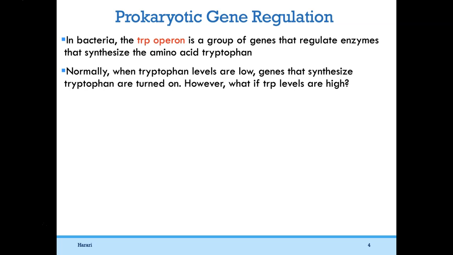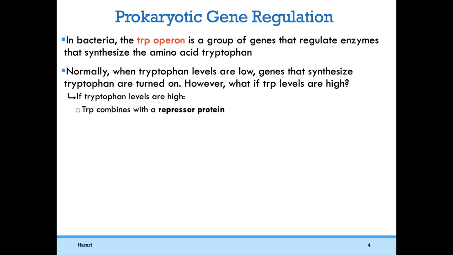The bacteria will sense the low levels and say, okay, I need to make more tryptophan. But what will happen if there's already enough tryptophan around? Should the bacteria still be making more tryptophan if the tryptophan levels are already that high? So what happens is that if tryptophan levels are high, there's a shift in gene expression.